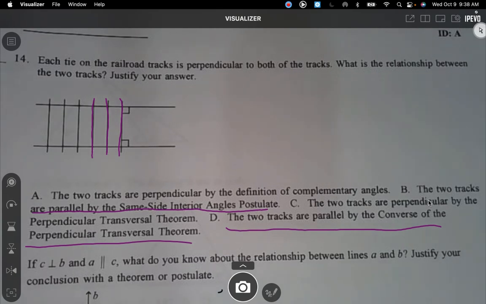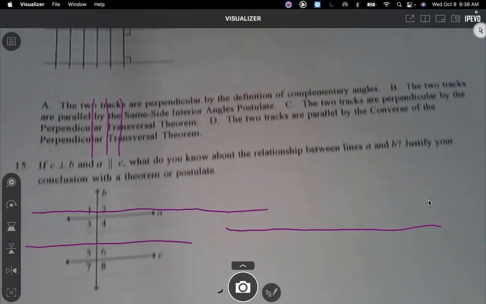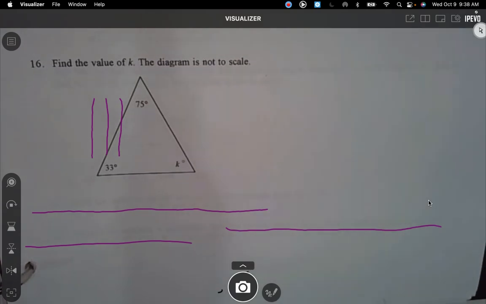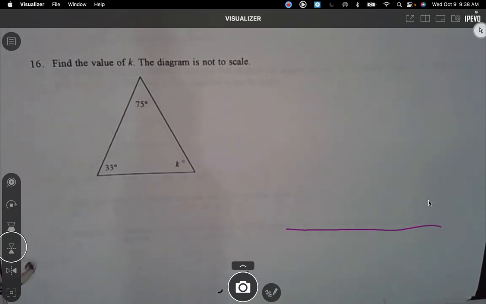Number 16 is on there. Did y'all want me to go ahead and do that one? It will literally take 20 seconds. Okay. 14 was D. 16, what do they add up to? 180. So if I take 180 and I subtract those two angles, what's left over? 38. Wait, what'd y'all get? I got 72. Because they should all three add up to 180. Number 16 is 72.